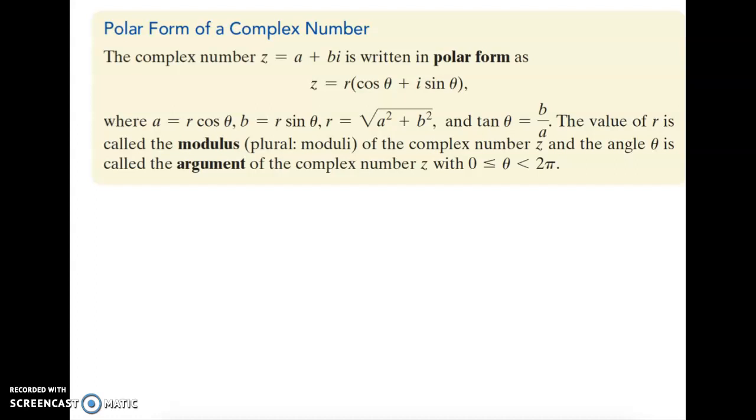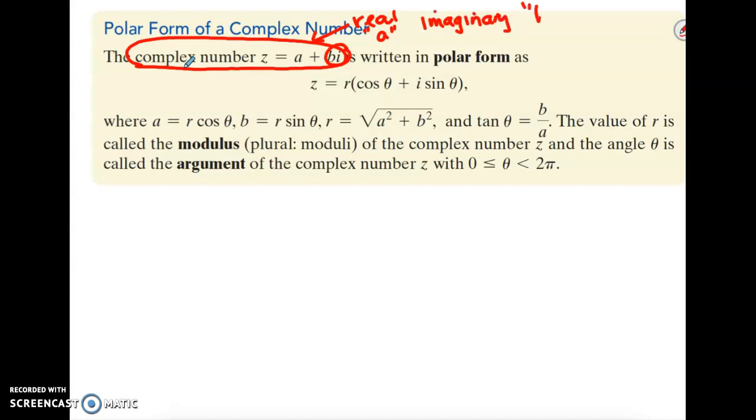This lesson is a part of 6.5 of our complex numbers. In this yellow box is the rule for polar form of a complex number. Earlier in our videos, we've talked about what a complex number is. So here is a complex number. It has the real piece A and the imaginary piece B. So that's what we've done in our prior videos.